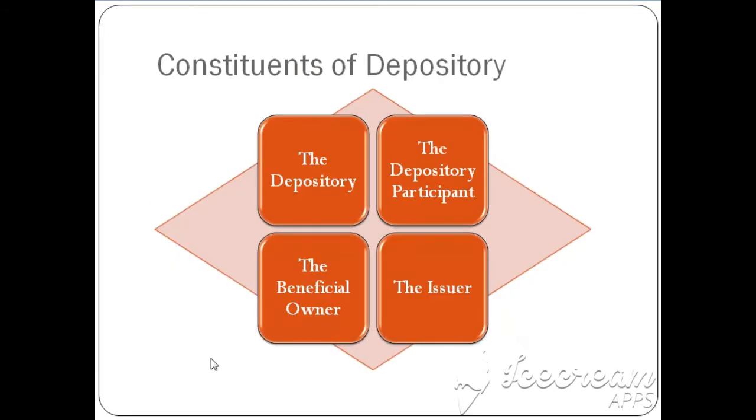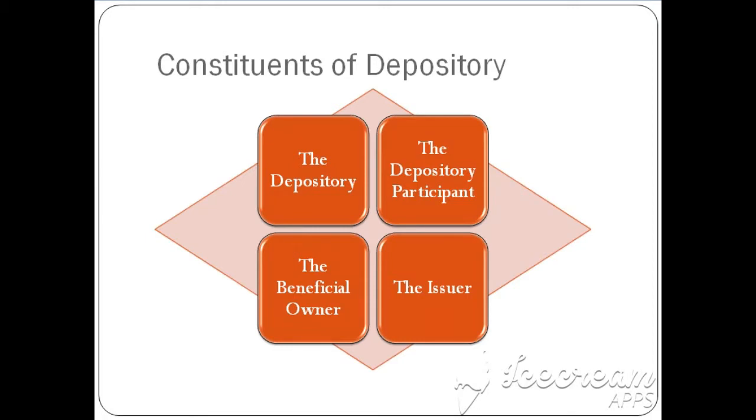Here are the four constituents of a depository. First one is the depository itself that we have already discussed, and the second one is the depository participants. As we all know, we can't directly have an account with the stock exchange. So depository participants are those who have member accounts with the depository and their clients hold or trade in securities through them. Basically, depository participants are the intermediaries.